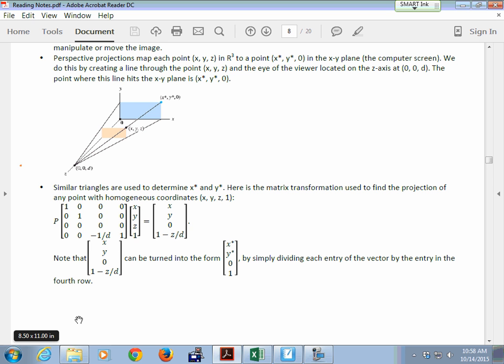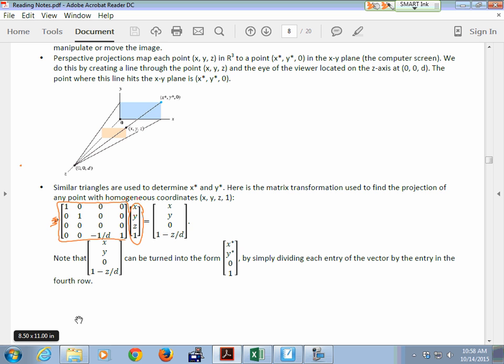So similar triangles are used to determine x star and y star, and the actual derivation was in your text, and you can read it. I'm not going to go through it. We're just going to be able to use it in the end, okay? But it's just similar triangles, some basic geometry. So the matrix transformation used to find the projection of any point that has homogeneous coordinates x, y, z, 1. So again, we're dealing with the homogeneous coordinates. Okay, so this matrix transformation came from the similar triangles derivation, right? And it just turns out that this is what works. So for any point x, y, z, 1, you multiply by this matrix.